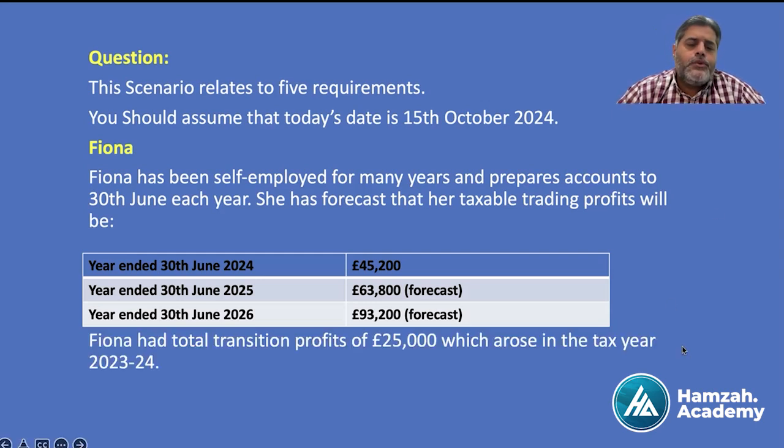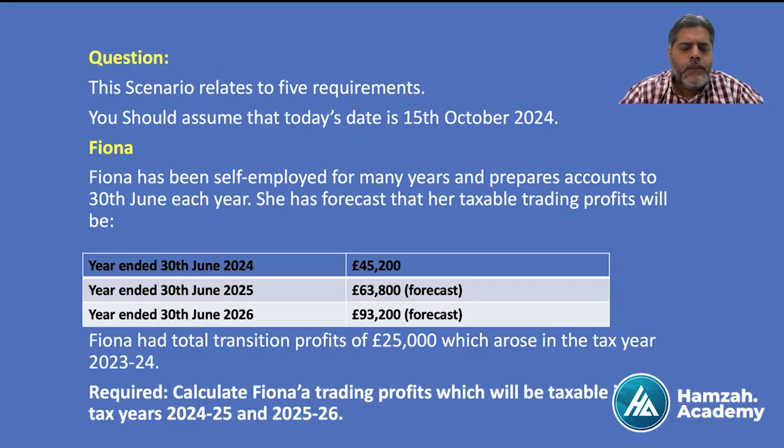Fiona had total transition profits of 25,000, which arose in the tax year 23-24. If you remember from the syllabus, what were transition profits? Basically, transition profits normally arise when there is a difference between the accounting year and the tax year. If you have an accounting year ending 31st December and the tax year ends on the 5th April, then obviously you will have a transitional profit balance. It is the same here: for the year 23-24, she had total transition profits of 25,000.